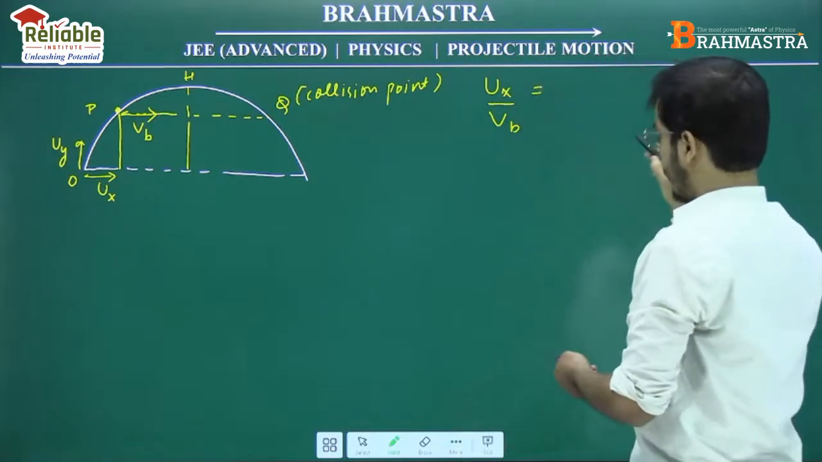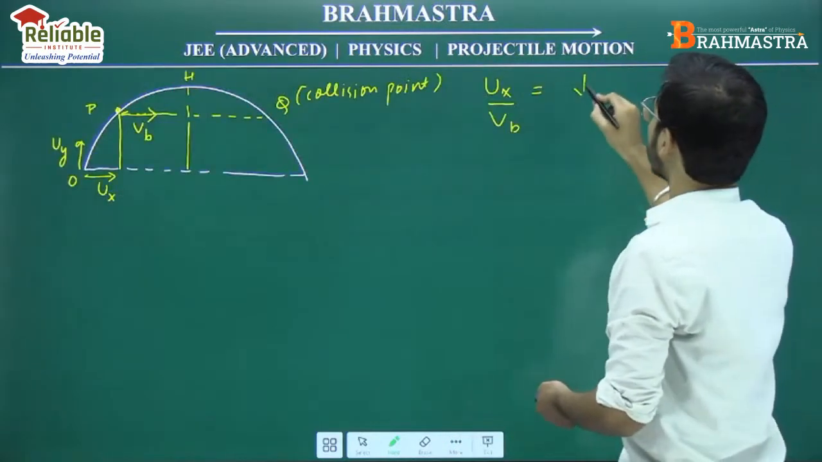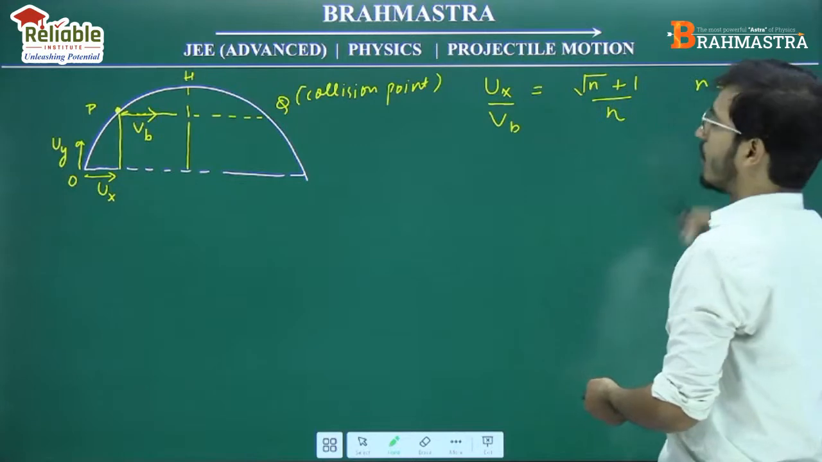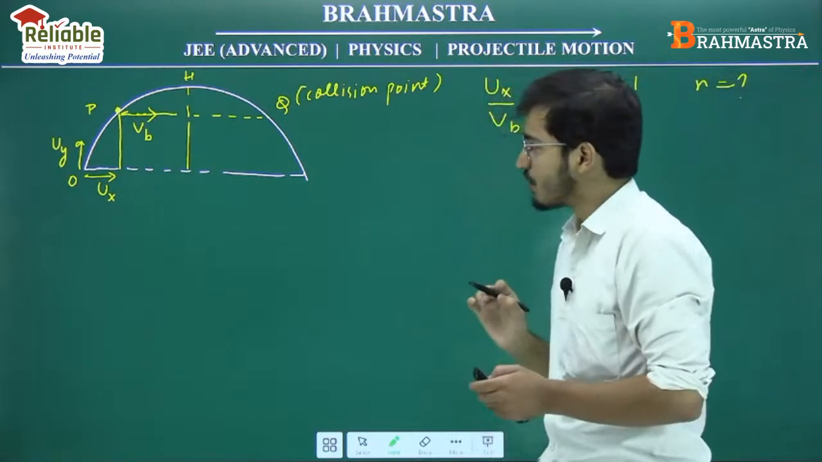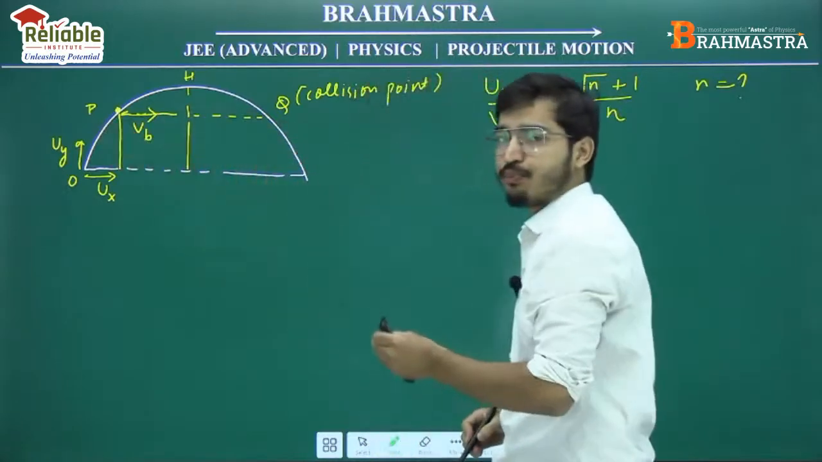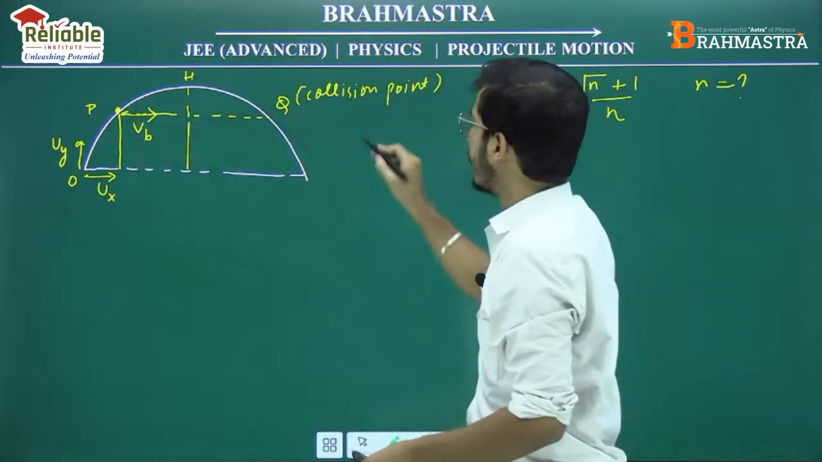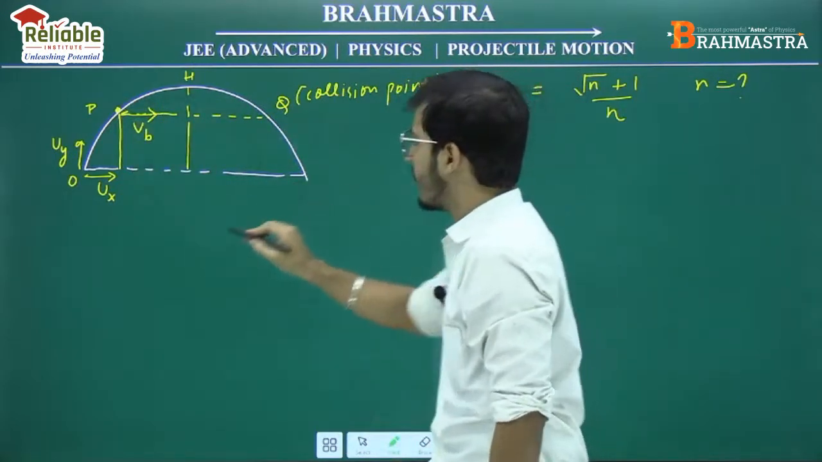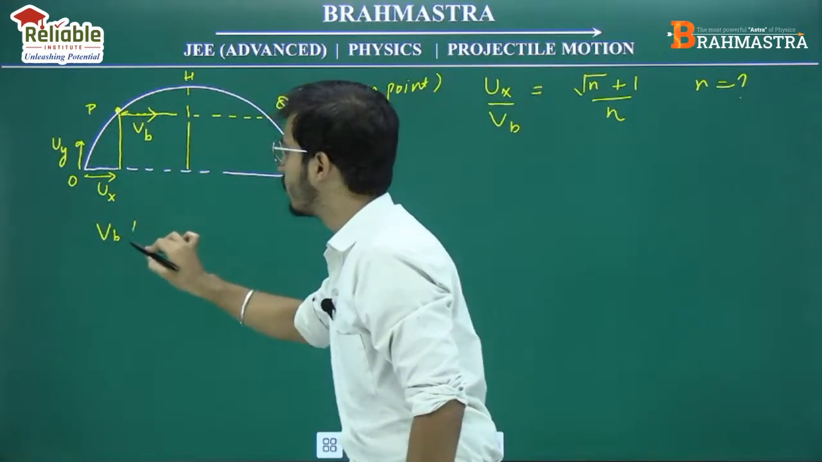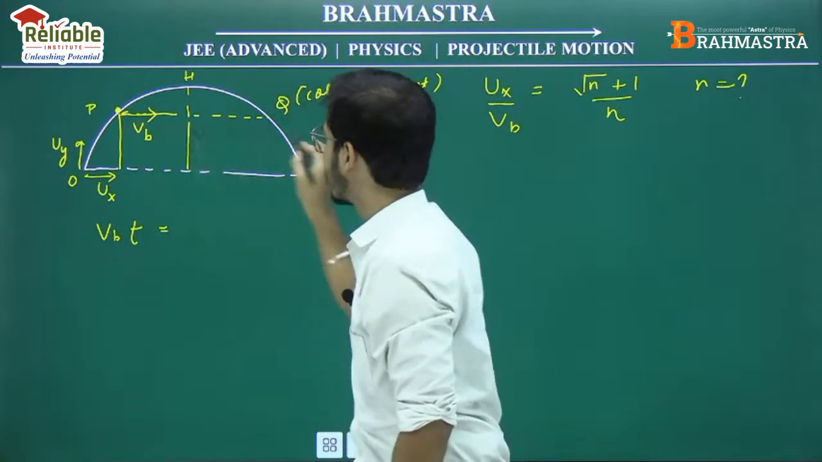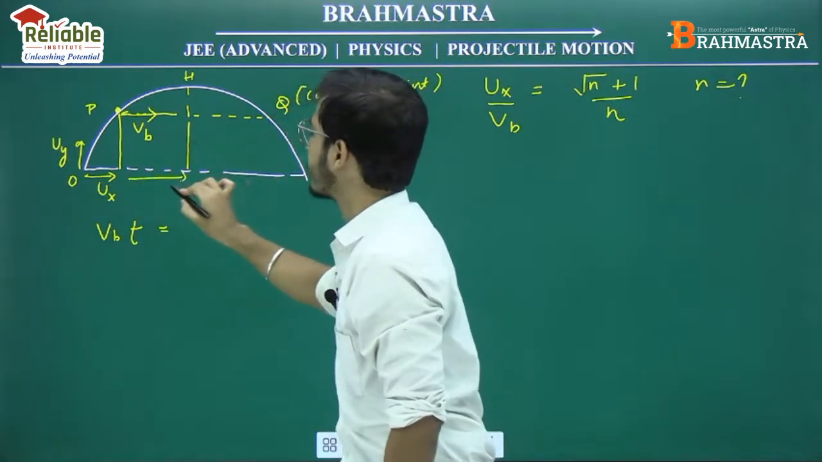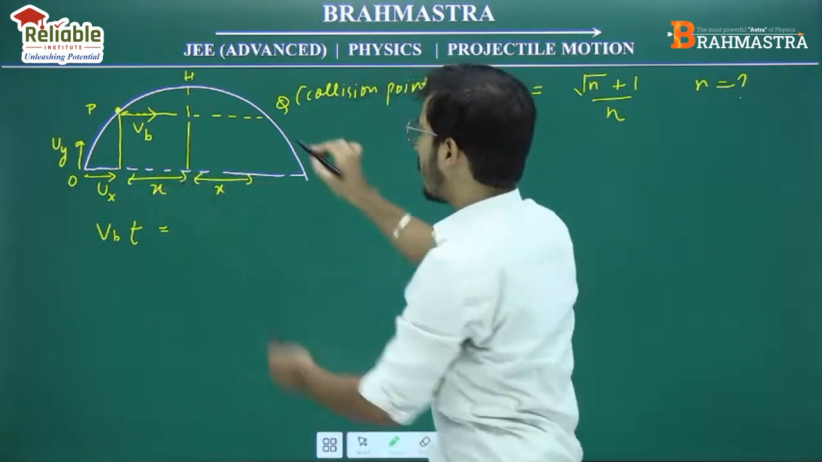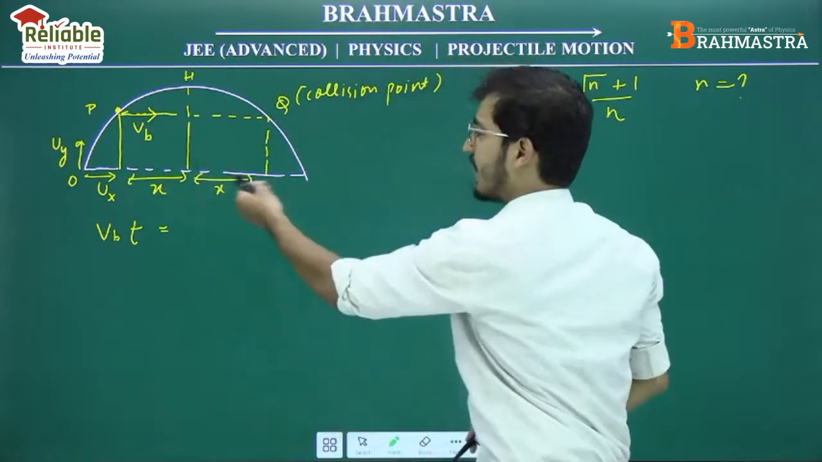This comes out to be root n plus 1 over n, right? And we are supposed to calculate the value of n. Okay, let's approach this question. Suppose the bird takes t time to reach from point P to Q. Because there is no acceleration in the horizontal direction, I can directly write that VB, velocity of bird, into time t is going to be equal to this certain distance. Let's call this distance x, and by symmetry of the parabola, this distance is going to be again x.